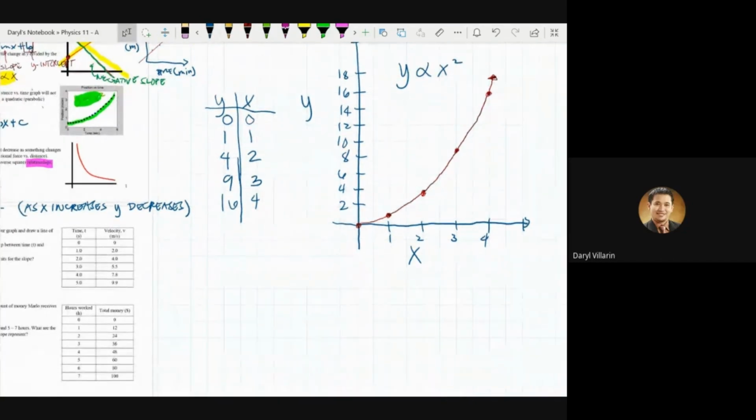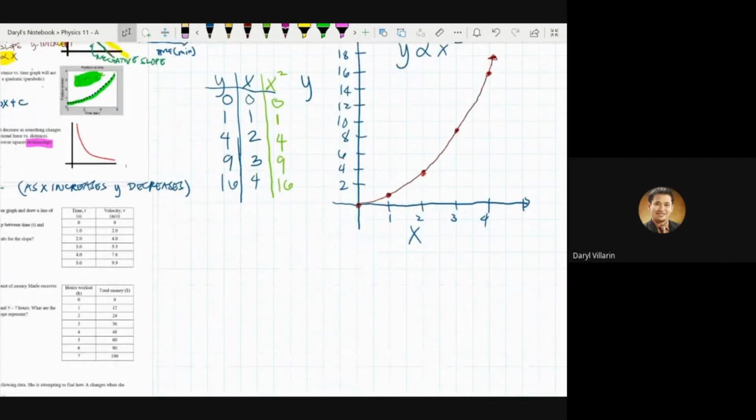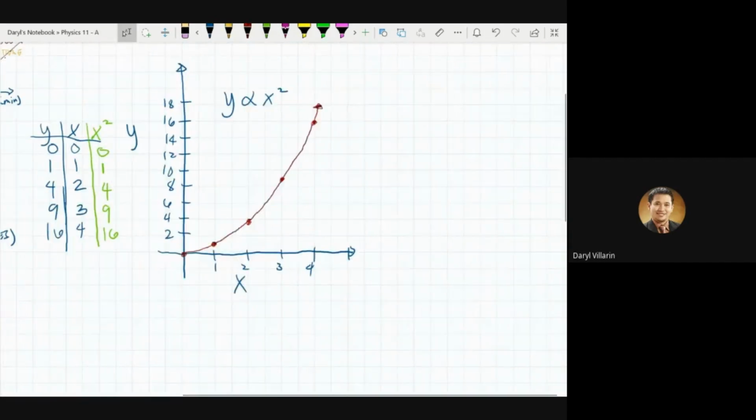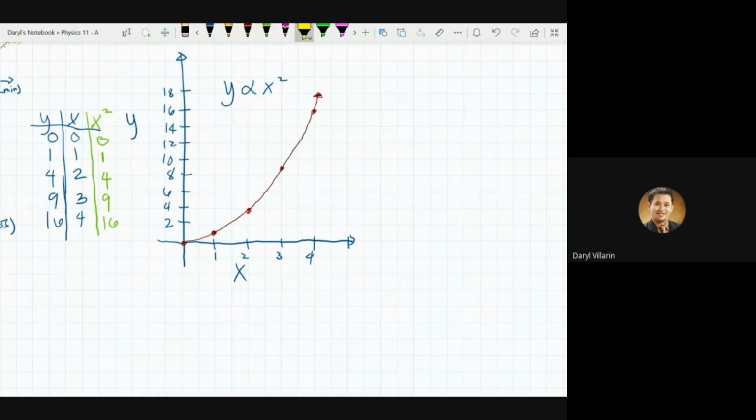Well, to show that indeed y is directly proportional to the square of x, I can plot this again. This is just taking the square of x. So if I square the x here, this is 0, this is 1, this is 4, this is 9, and this is 16. So again, the third column here, I'm just taking the square of x. Observe what happens to my graph if I do that. I'm not changing my value of y. It's the same thing.